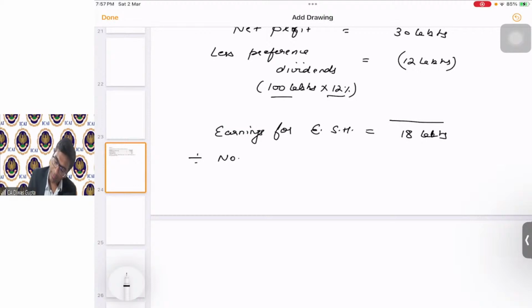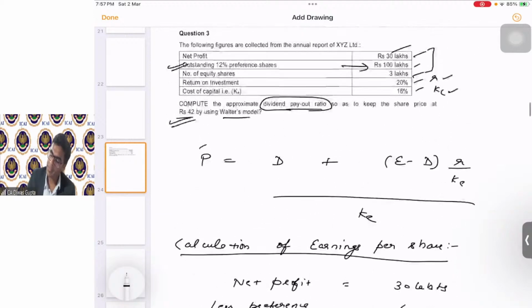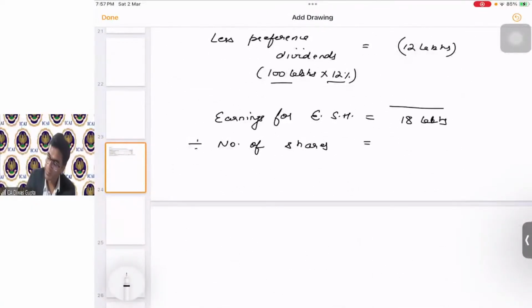Divided by number of shares. How many number of shares are given? 3 lakhs. This is again given in the question. 3 lakhs is the number of shares and hence EPS comes as 6 per share. 18 lakhs divided by 3 lakhs. Yes, Shweta, your answer is correct. 18 lakhs. Pooja, your answer is correct. 6 per share, Pooja. It's not 6 lakhs, it is 6 per share. Earnings total is 18 lakhs. 3 lakhs are the number of shares. Earnings per share becomes 6 per share.